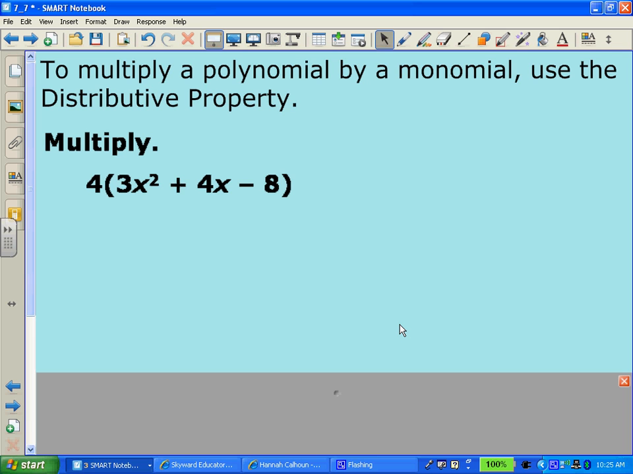Now, how do we do a polynomial by a monomial? To do this, we're going to use the distributive property. Okay, and this becomes pretty straightforward. We'll just start easy here with a constant. So I'm going to take the 4 and I'm going to multiply it by everything in the parentheses. So 4 times 3x squared is 12x squared. 4 times 4x is 16x. And 4 times negative 8 essentially is negative 32. Okay, so that would be my answer.